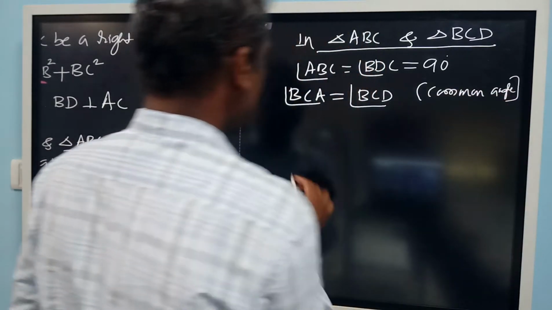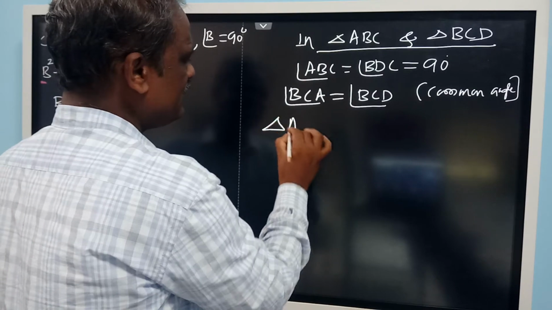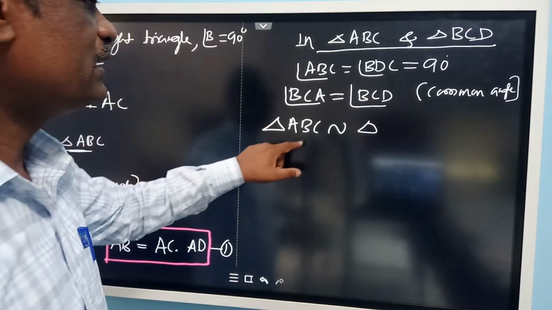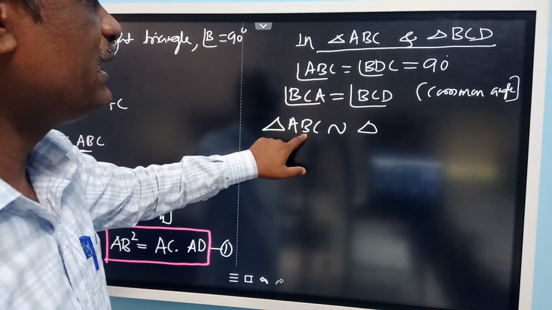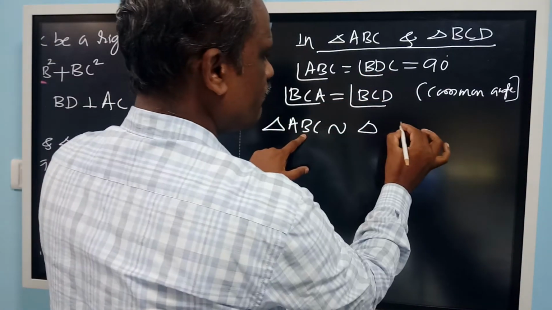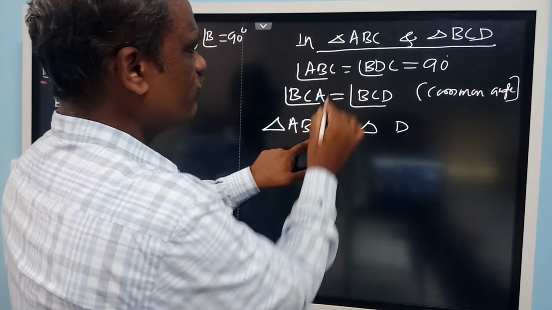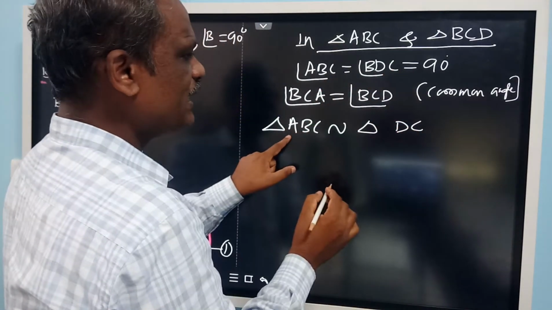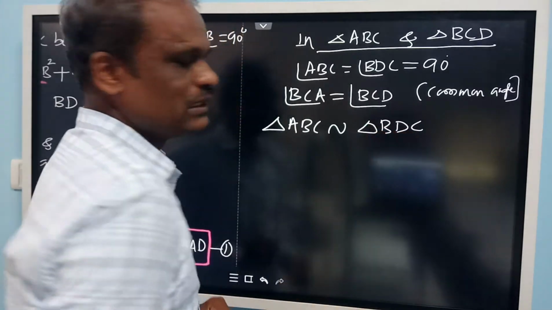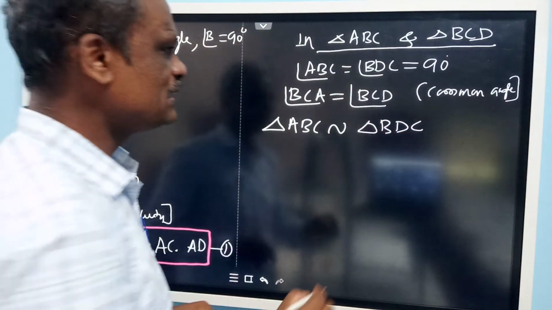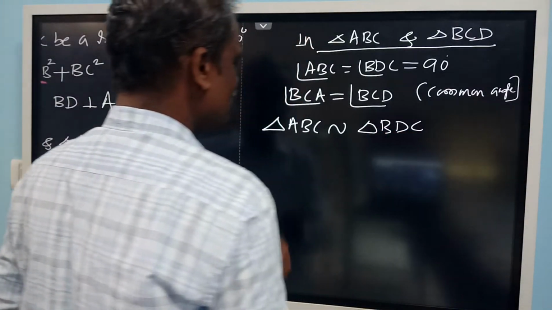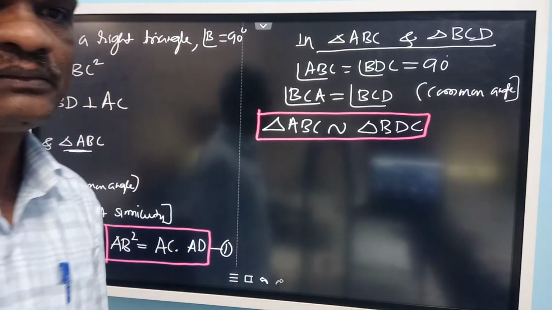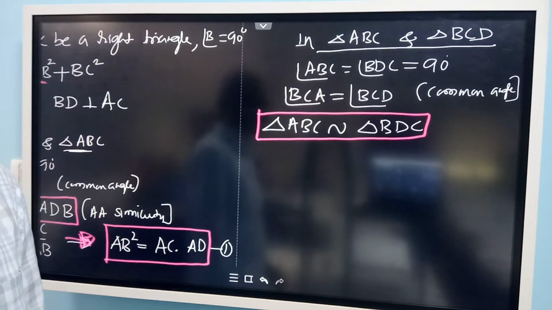So therefore, I can write triangle ABC similar to triangle, look at this, which are equal you can write. For B it is D, second place I will write D. For C it is C only. So for A it must be B. Therefore, triangle ABC is similar to triangle BDC. We have proved that these two triangles are similar. If the triangles are similar, you can write the sides are proportional.